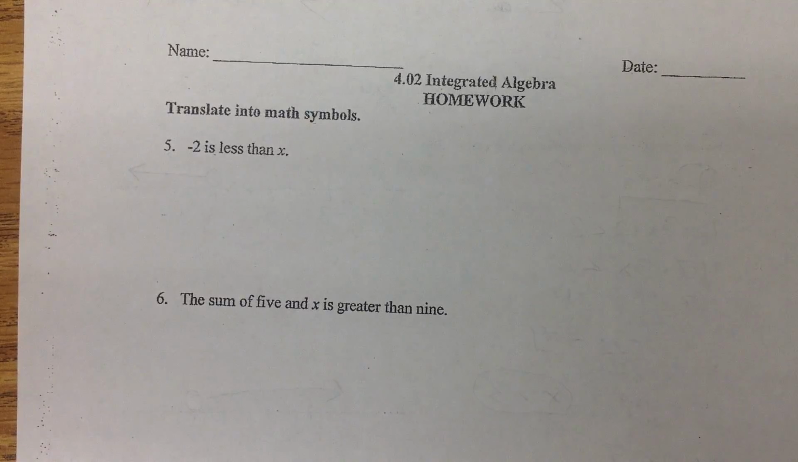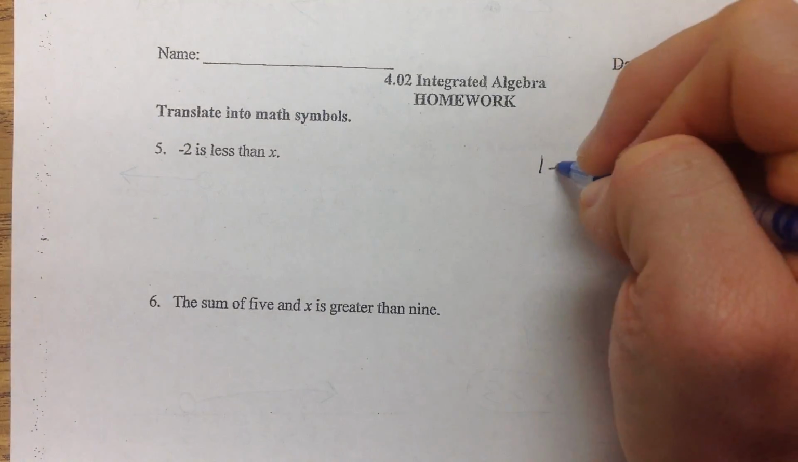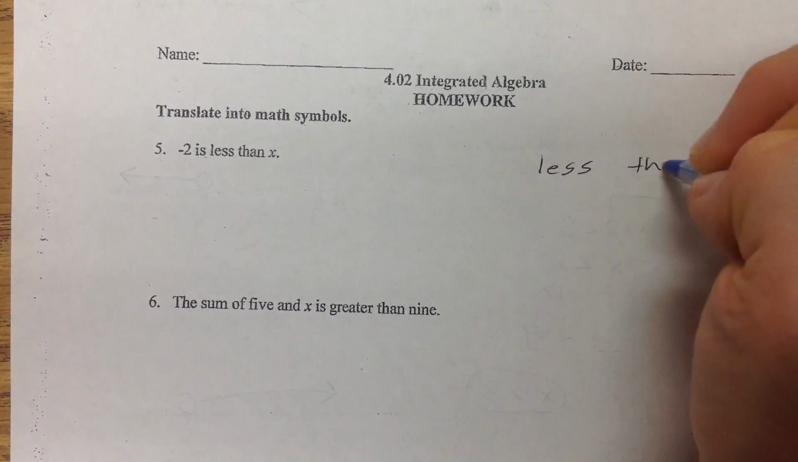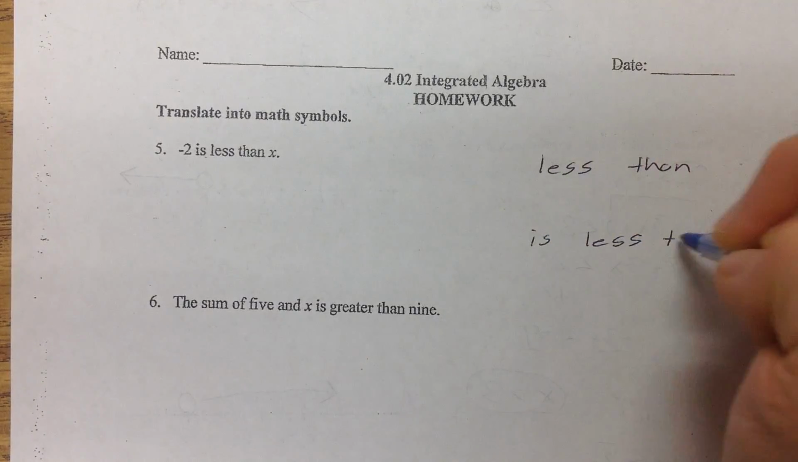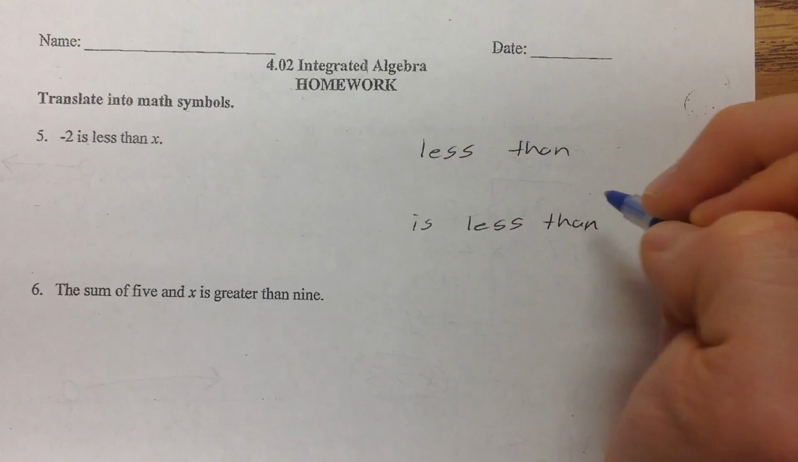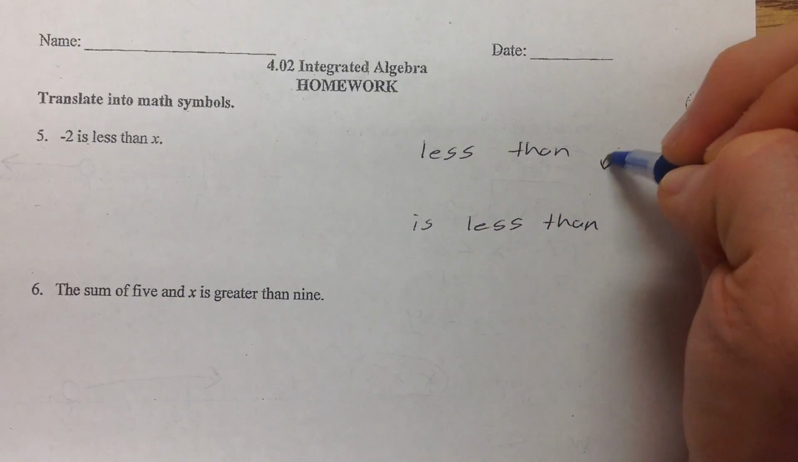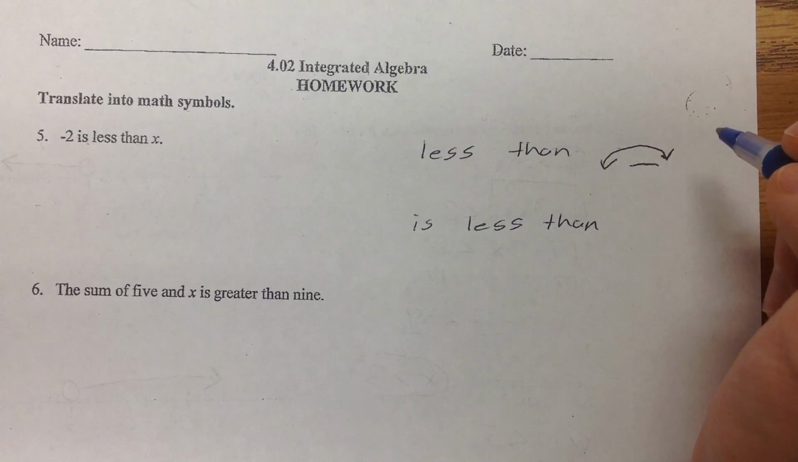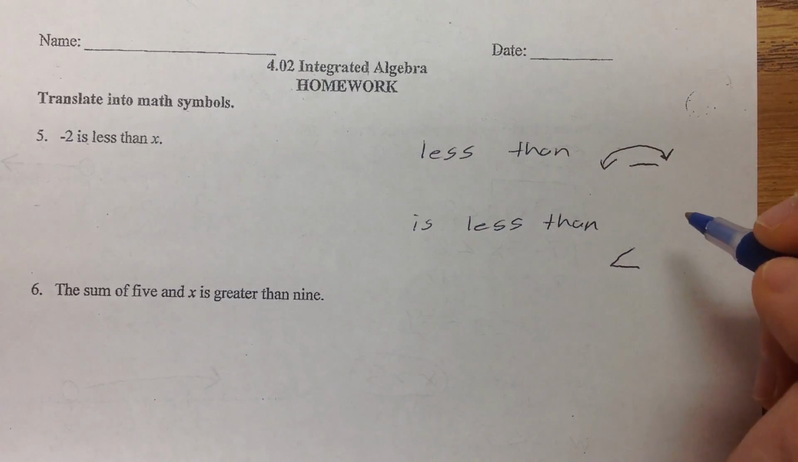Now, less than is probably the trickiest because there's two phrases that we have to be familiar with. There is less than, and then there is is less than. Less than is what we did at the start of the year. That's when it's subtraction and you have to kind of turn around the order. We called that our turnaround word. Is less than is actually the inequality.